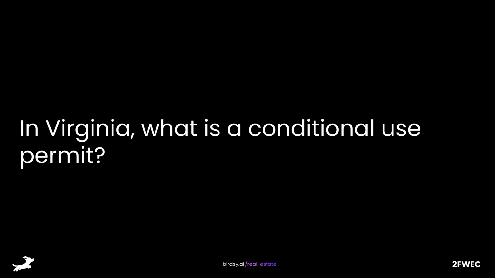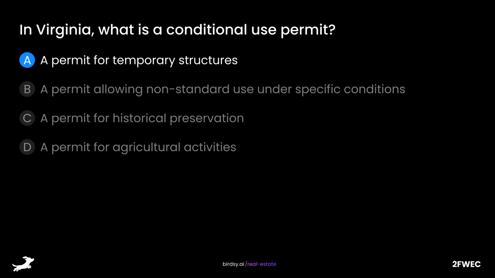In Virginia, what is a conditional use permit? Is it A, a permit for temporary structures, B, a permit allowing non-standard use under specific conditions, C, a permit for historical preservation, or D, a permit for agricultural activities? The answer is B, a permit allowing non-standard use under specific conditions.